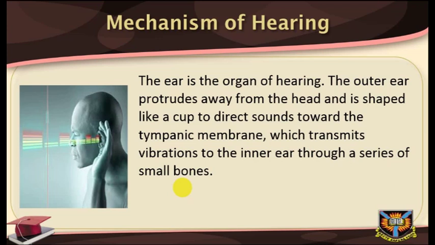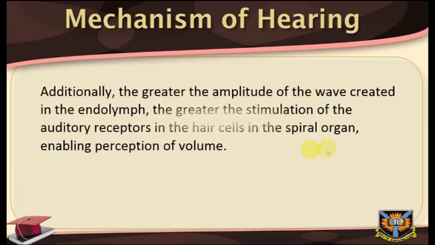More so, because of the structure of the inner ear, sounds of different frequencies stimulate the basilar membrane at different places along its length, allowing discrimination of pitch. Additionally, the greater the amplitude of the wave created in the endolymph, the greater the stimulation of the auditory receptors in the hair cells in the spiral organ, enabling perception of volume.